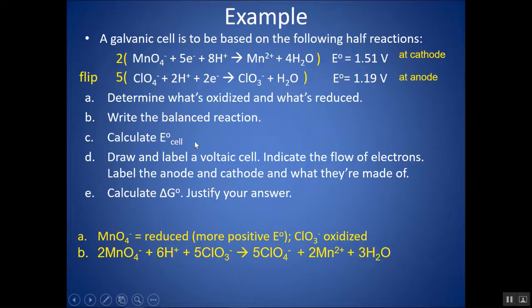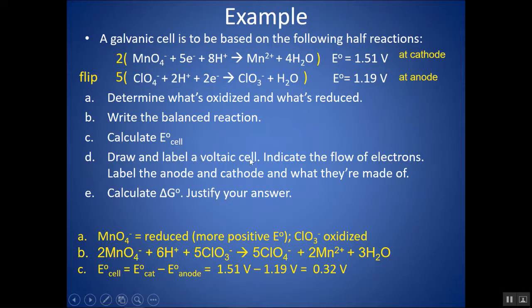Okay, calculate E of the cell. So even though I'm multiplying these by factors, that has absolutely no influence on E of the cell. I'm just doing cathode minus anode. Or if you like remembering to flip this one instead, it would become negative 1.19 and add them. Your choice, but either way you should get 0.32 volts. It is positive. It should be positive for a voltaic cell as it's spontaneous and it's producing this flow of electrons.